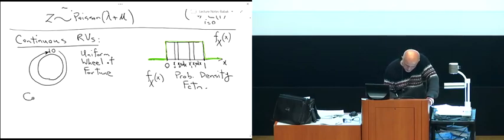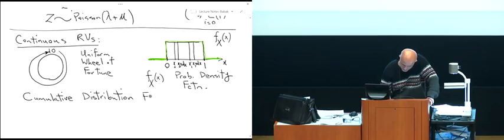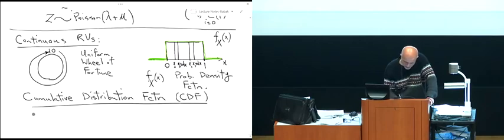Before I do that, I want to introduce you to another function which is easier to grasp and which actually we can use to talk about not just continuous random variables, but also discrete random variables. And that's the cumulative distribution function. So we represent that with a capital letter F. This is the probability that random variable x is smaller than or equal to small x.